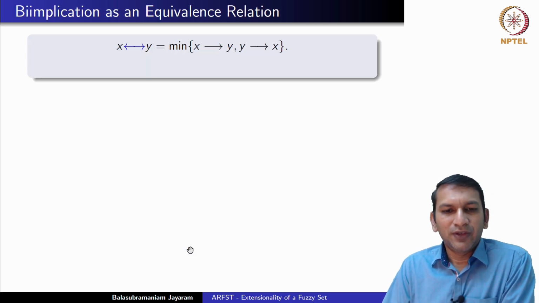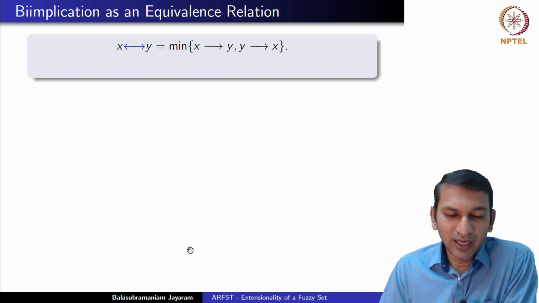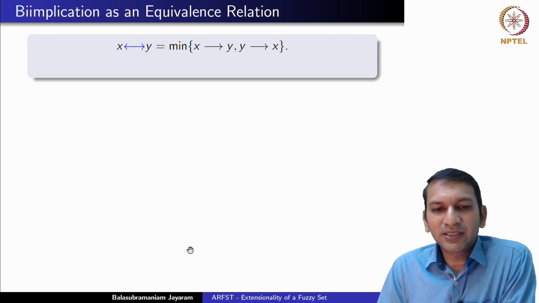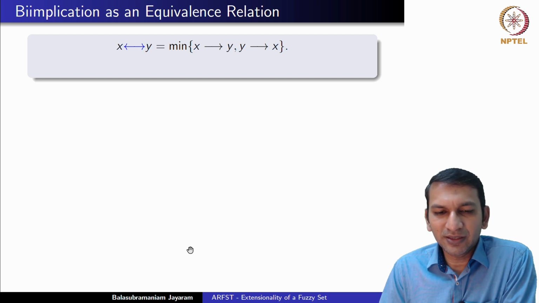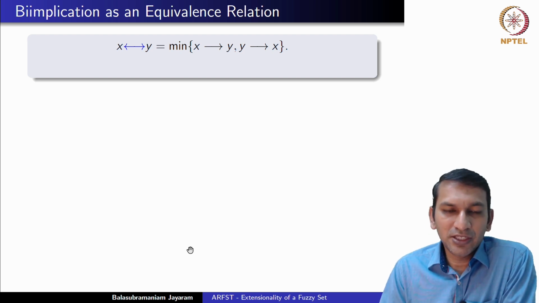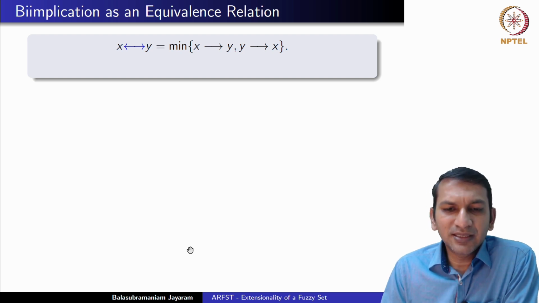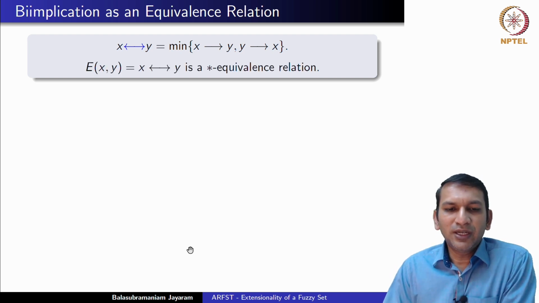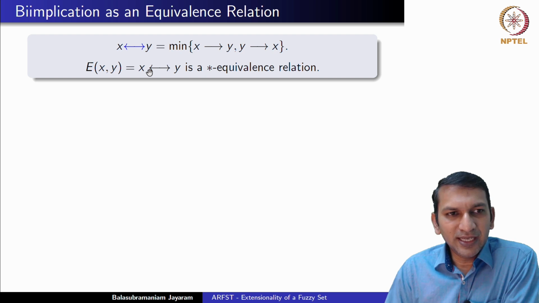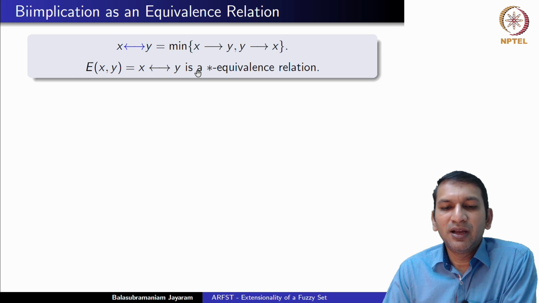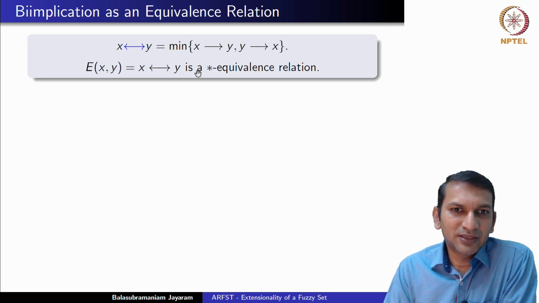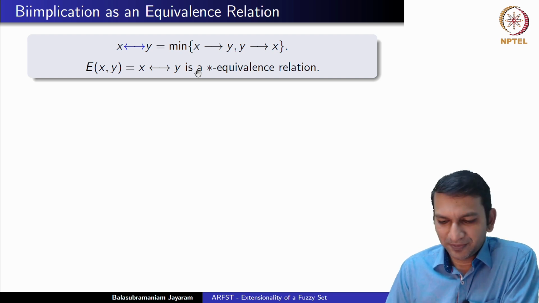Now, we have seen in one of the lectures last week that biimplication can also be seen as an equivalence relation. What's a biimplication? The biresiduum of x and y is the minimum of x implies y, y implies x. In the case this implication comes from a residuated lattice structure, we know that E of xy, defined as x double implies y or y implies x, is in fact reflexive, symmetric, and star transitive, where star and implication are coming from the residuated lattice structure. It's a star equivalence relation.